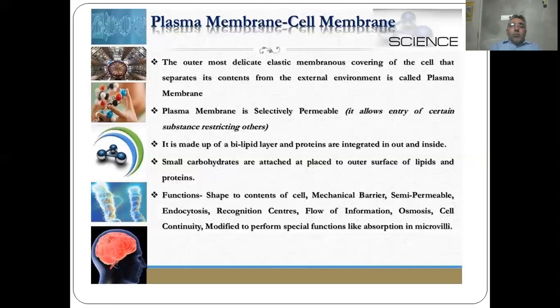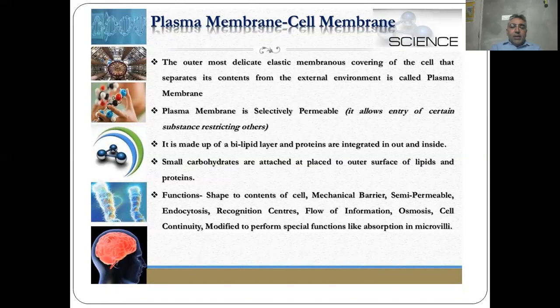Plasma membrane, or the cell membrane, is the outermost delicate elastic membrane covering of the cell that separates the contents from the external environment. Plasma membrane is selectively permeable. It allows the entry of certain selective substances to go inside the cell. It is made up of a bilipid layer and proteins that are integrated on the outside and inside. Small carbohydrates are attached to the outer surface of lipids and proteins.